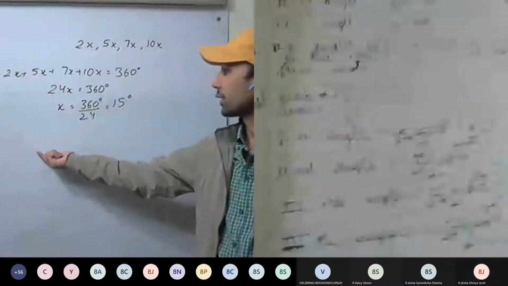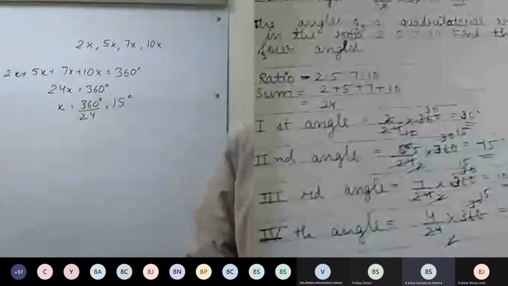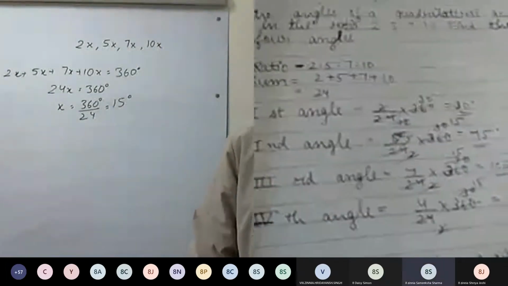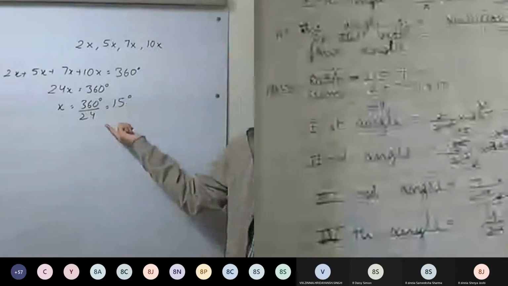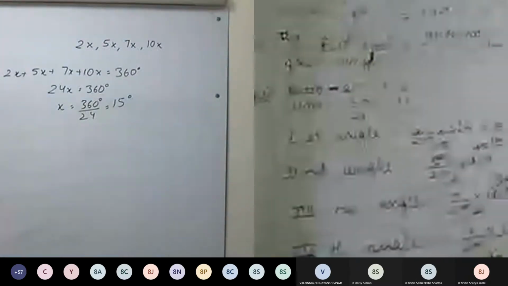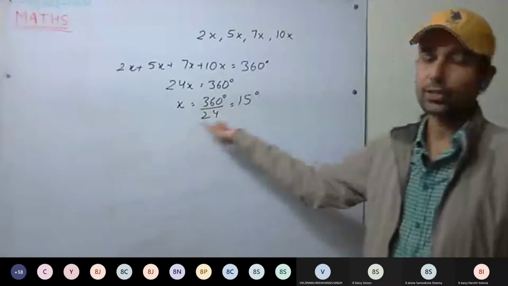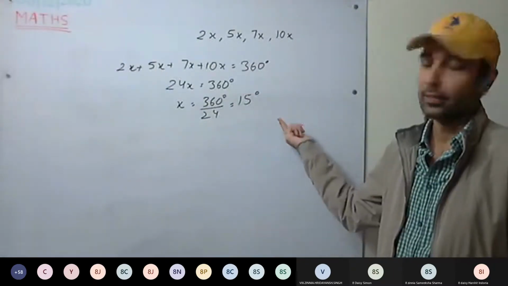Now calculate the angles. So the first angle will be how much? Sir, can we do this method? 30. Yes, that's correct, by finding the sum of the ratios. That is as well correct. So in fraction of 360 degrees, we can as well calculate. That as well is correct.